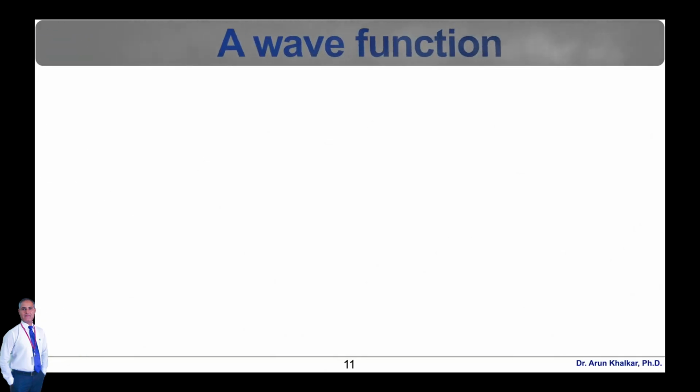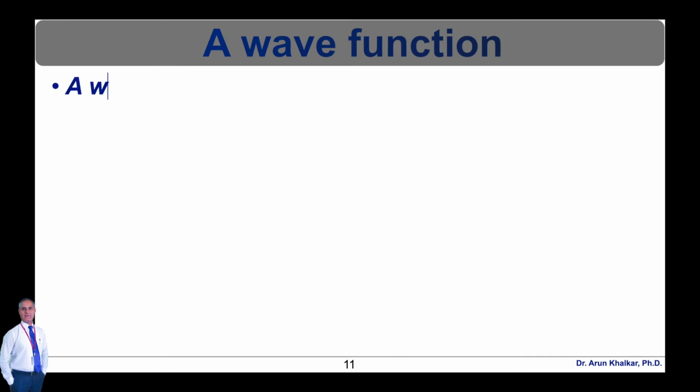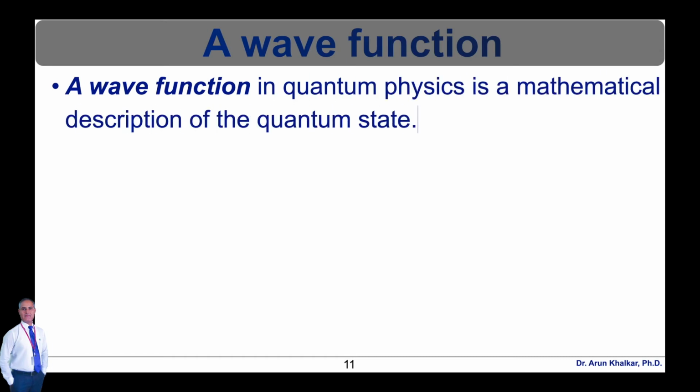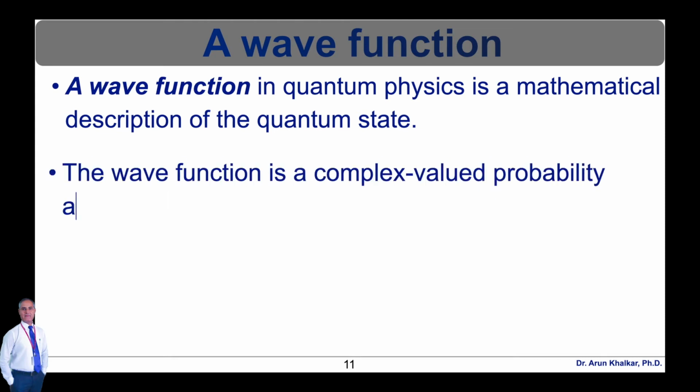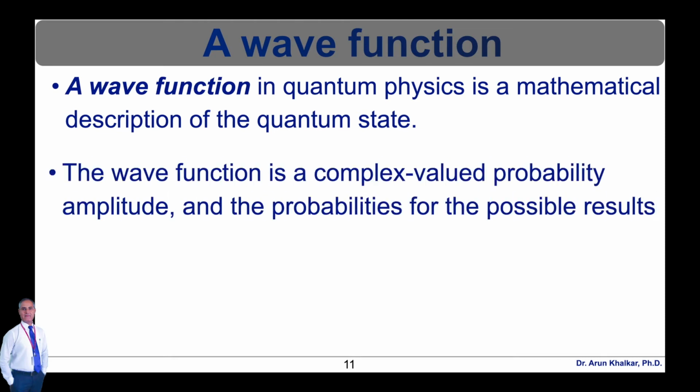Now let's see what a wave function is. I have already discussed the wave function in my previous lecture videos. Now again let's see in detail. A wave function in quantum physics is a mathematical description of the quantum state of an isolated quantum system. The wave function is a complex-valued probability amplitude, and the probabilities for the possible results of measurements made on the system can be derived from it.